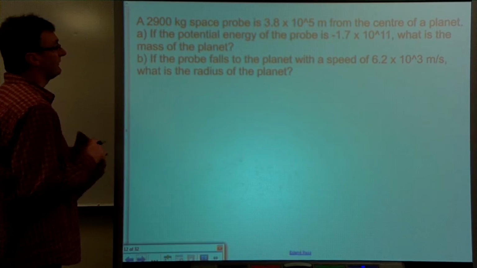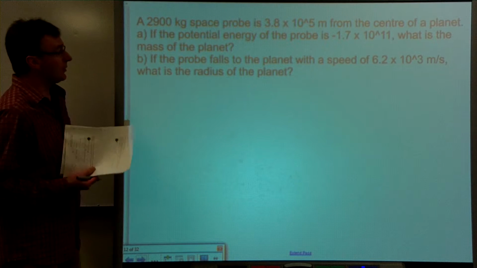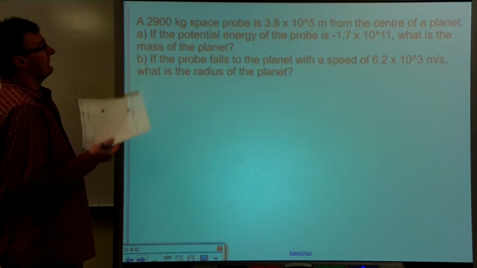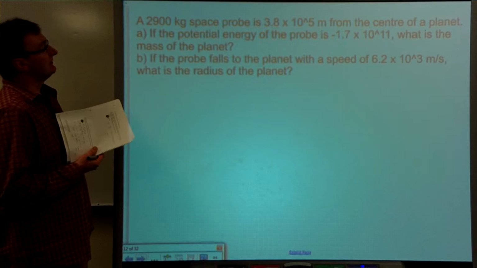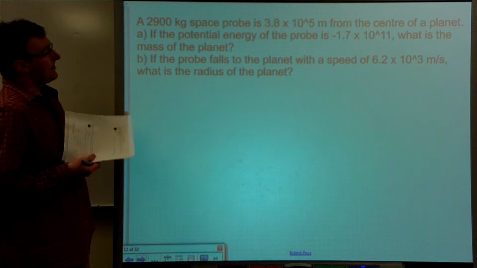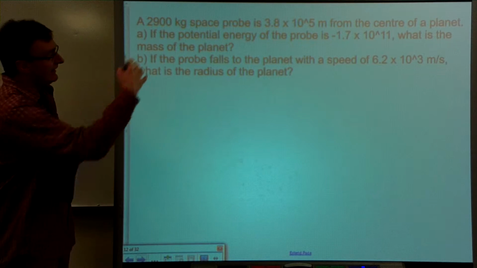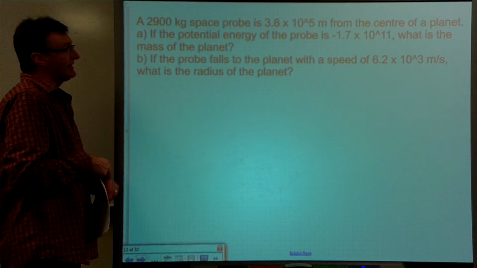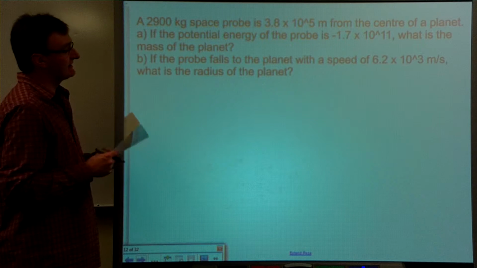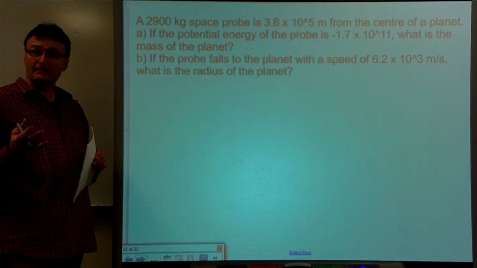So here's a typical kind of problem with orbital potential energy. We have a 2,900 kilogram space probe. It's 3.8 times 10 to the 5 meters from the center of the planet. And they give you the potential energy, which is minus 1.7 times 10 to the minus 11 joules. Then what is the mass of the planet?